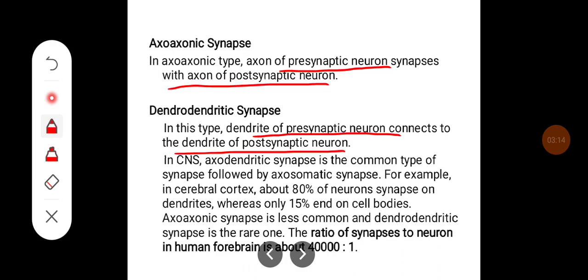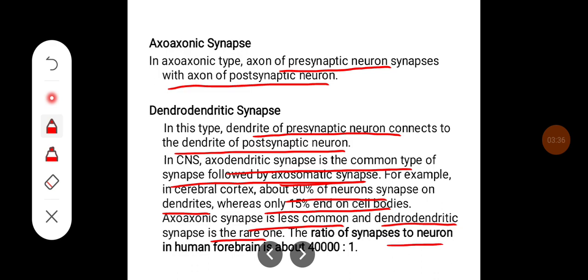In CNS, axodendritic synapse is common type of synapse followed by axosomatic type. For example, in cerebral cortex, about 80% of the neurons synapse on dendrites, whereas only 15% end on cell bodies. Axoaxonic synapse is less common and dendrodendritic synapse is rare one. The ratio of synapses to neuron in human forebrain is about 40,000 to 1.